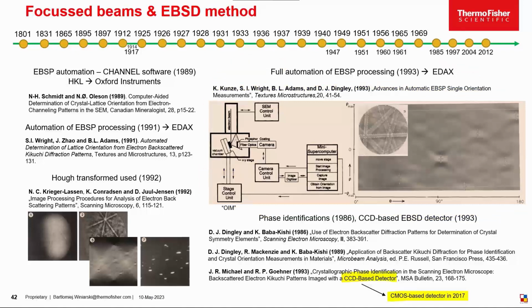The first CCD-based detector was used in 1993, and it was the foundation for almost 25 years for all the commercial EBSD cameras. In 2017, the first CMOS-based EBSD camera appeared on the market. It was still an indirect electron detection optical system with phosphor screen, but much faster, reaching pattern collection speed of about 2000 frames per second.